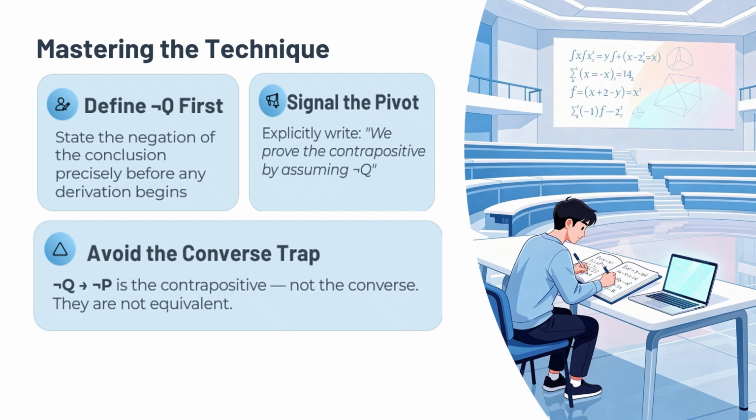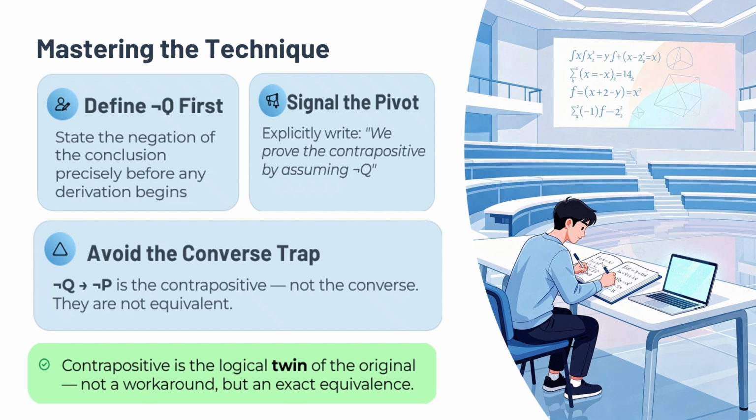Finally, avoid the converse trap. Remember, the contrapositive of P implies Q is not Q implies not P, not not Q implies P. The converse may look similar, but it is not logically equivalent. The contrapositive, however, is the logical twin of the original statement, which is an exact equivalence, not a workaround. By practicing these steps, you ensure that your proofs are not only correct, but also rigorous and transparent.